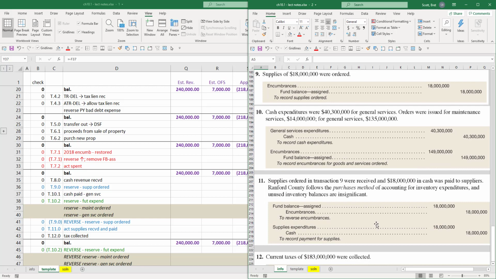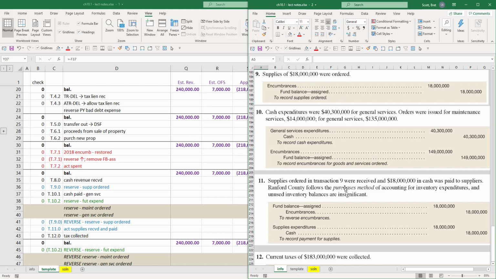Now let's look at transaction number 11. Supplies that we ordered in transaction 9 have been received, and the total amount we got was 18 million. So fortunately, we don't have any shortfall or overage in this case. We actually got 18 million in supplies. What are we going to do in this case? Well, once we get them, we're just going to go ahead and pay them in cash. So we won't have to worry about dealing with an account payable in this case.